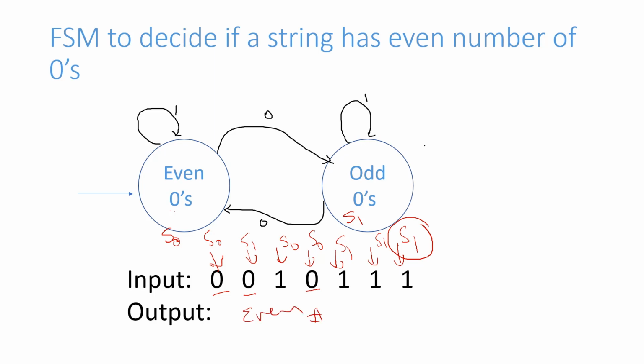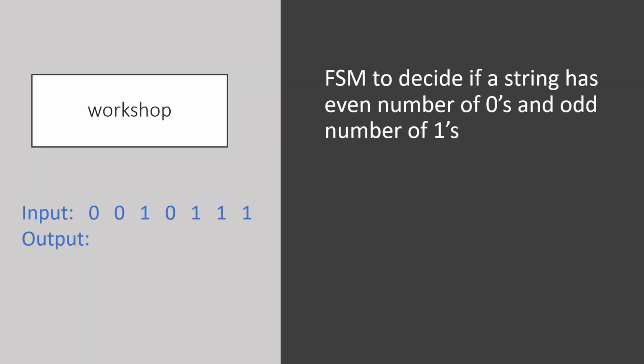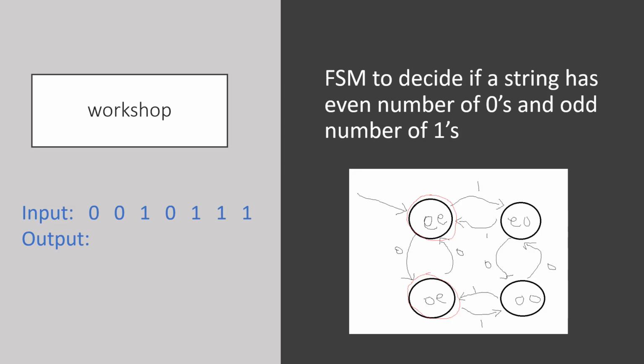So the output is only one decision. It says even number of zeros. All right, let's go to the next one. Actually, this is the same thing, so we just did that. Actually, this one is a little bit different machine.